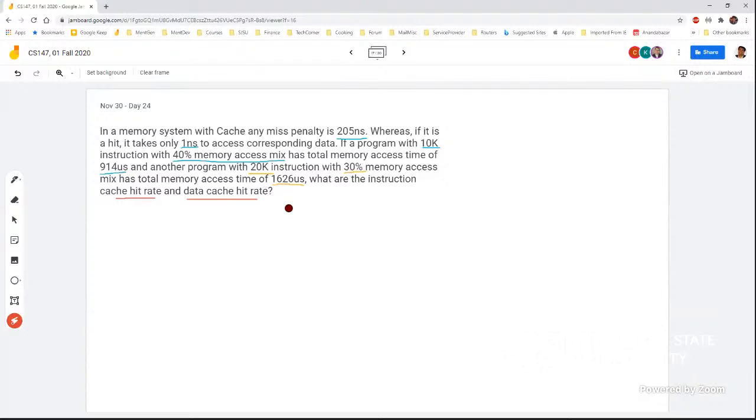So for this problem, I would give a hint on how to approach it. Try to come up with a generic formula to formulate the total memory access time, and then plug these known numbers into that formula to get two equations out of these two final access times, and then solve those two equations to come up with the hit rates for the different caches. So take 5 minutes to think about that, and then I will open up the breakout room for maybe about 15 minutes to discuss this problem and solve it in a group. Then we'll come back with the solution.